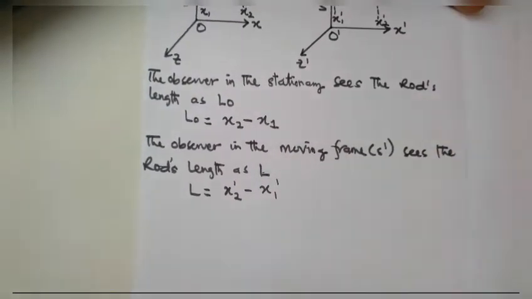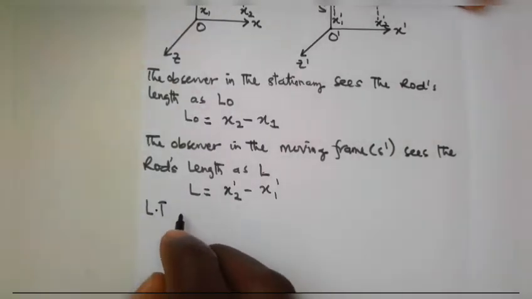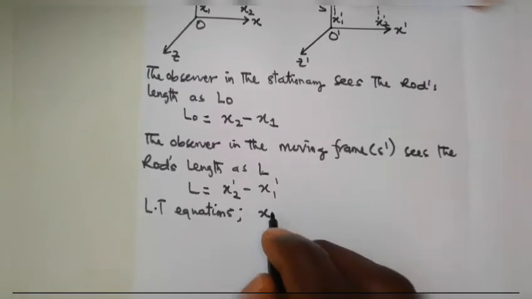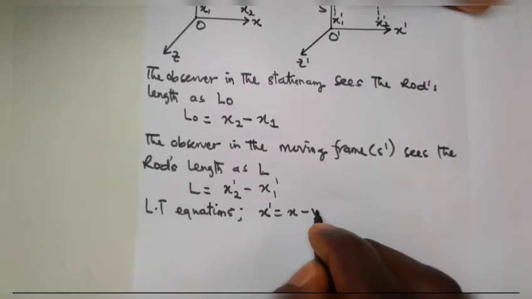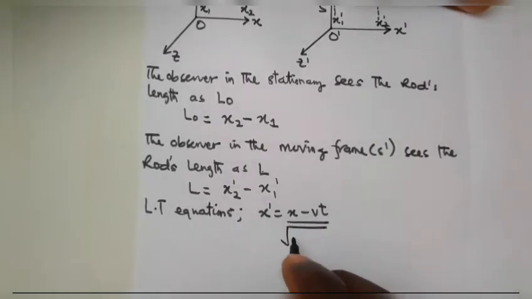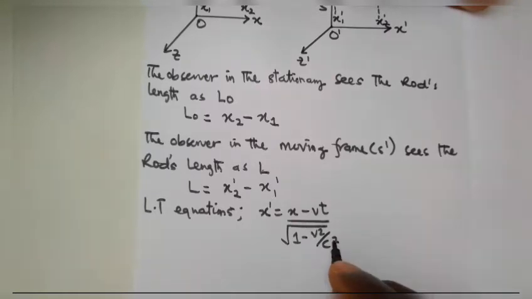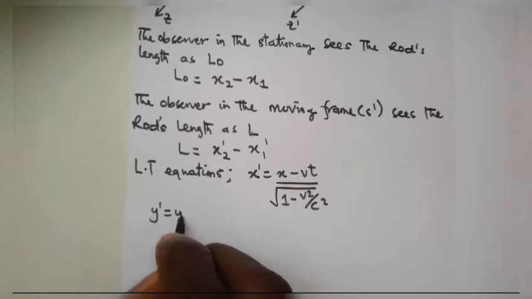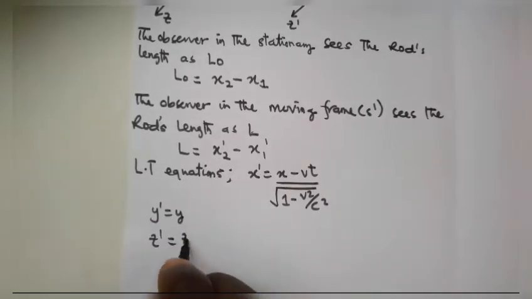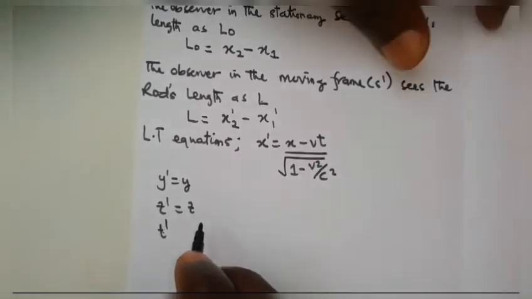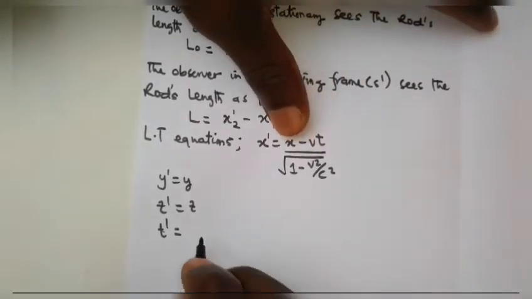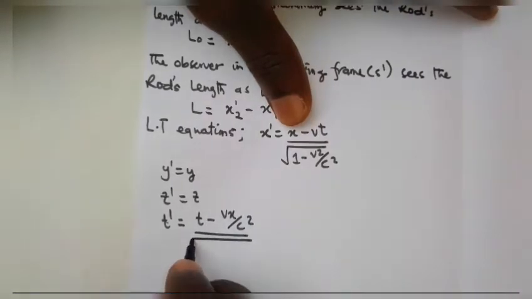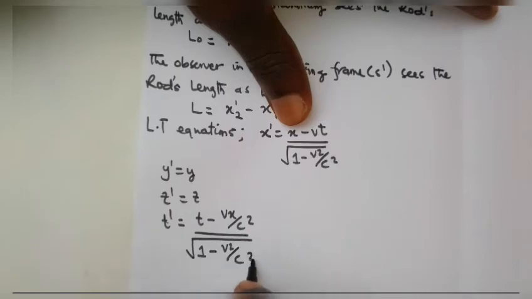So the Lorentz transformation equations are: x prime is equal to x minus vt over the square root of 1 minus v squared over c squared. Then we have y prime is equal to y. We have z prime is equal to z. And then we have t prime is equal to t minus vx over c squared, all over the square root of 1 minus v squared over c squared.